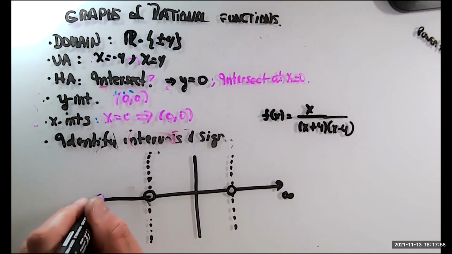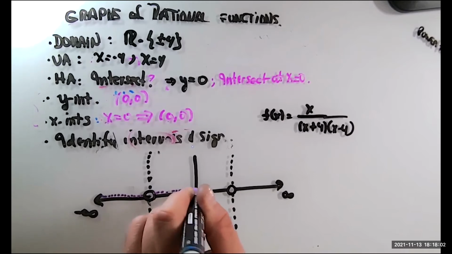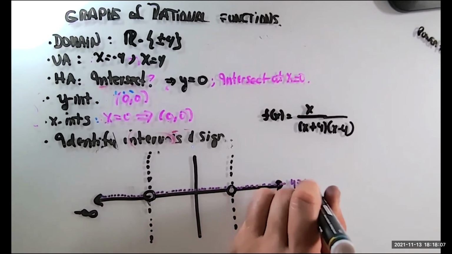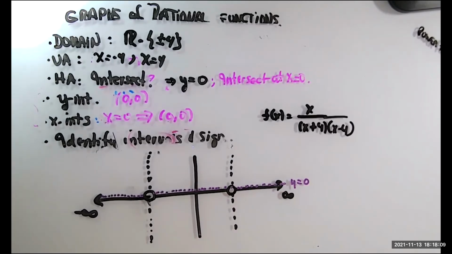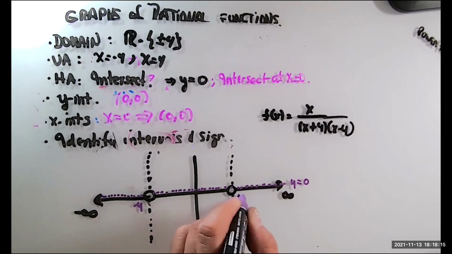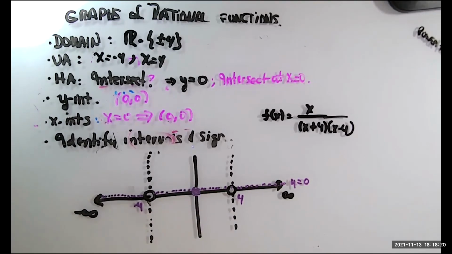So let me just put an overlay line here so I remember that my axis is the asymptote. So y equals 0 is my horizontal asymptote. This is negative 4 and 4, of course. And my y-intercept is the origin, 0. And this is where I'm going to intercept my asymptote, that's 0, 0, of course.